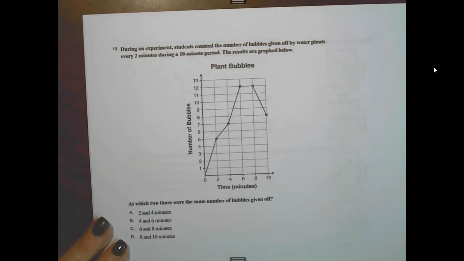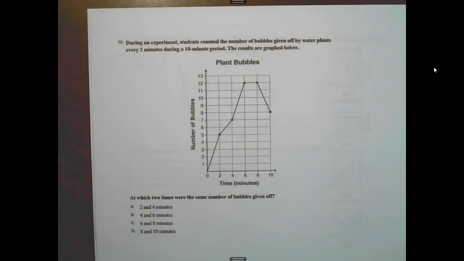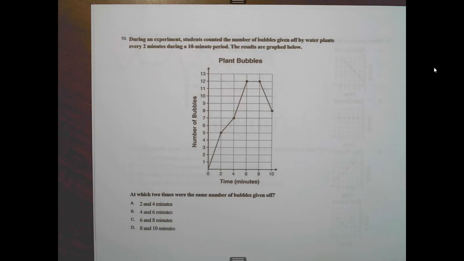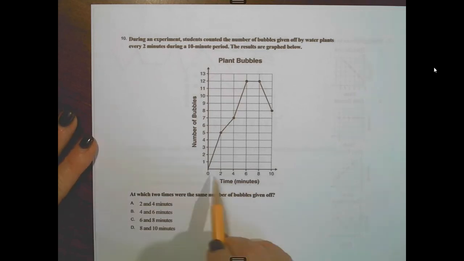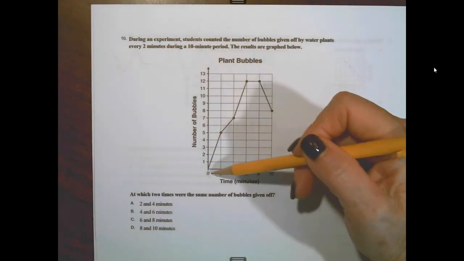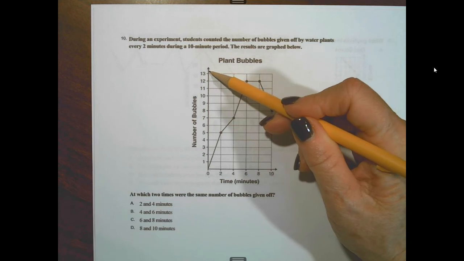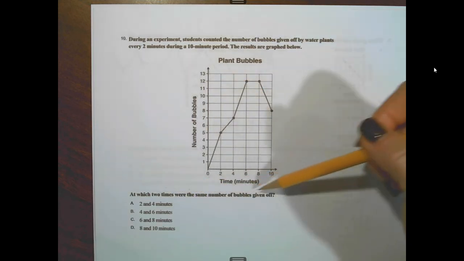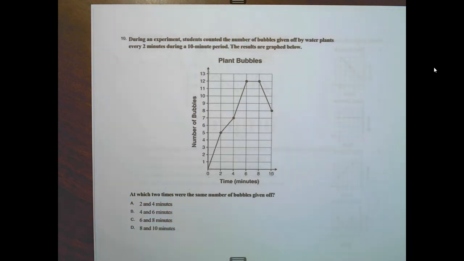Number 10. During an experiment, students counted the number of bubbles given off by plants every 2 minutes during a 10-minute period. The results are graphed below. All right, so here's the time in minutes, 0 to 10 minutes. Here we are in the number of bubbles from 0 to 13. All right, at which 2 times were the same number of bubbles given off?